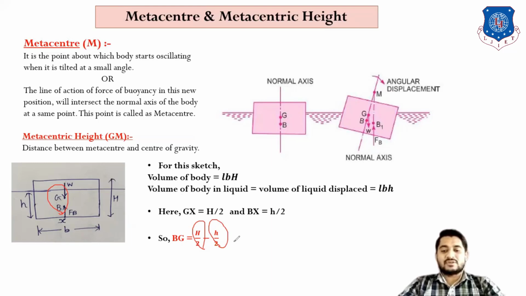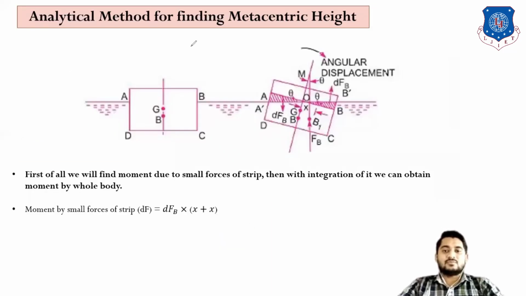You have to remember this equation. It can be used in examples also. Right? Let us solve the most important theory of this chapter, the analytical or theoretical method for finding the metacentric height. So for metacentric height, let us take one rectangular body ABCD.